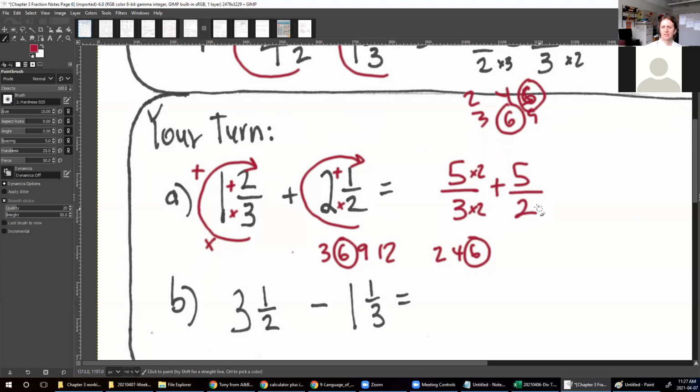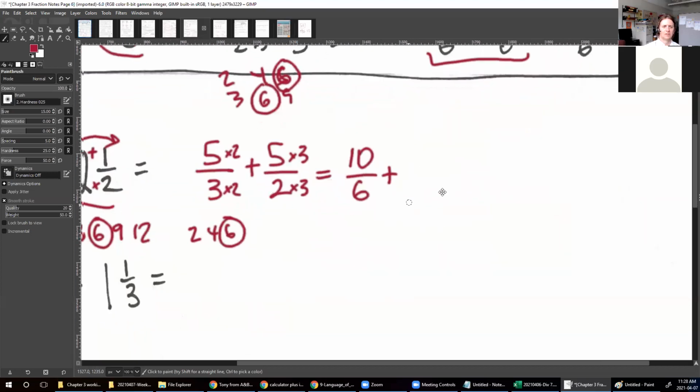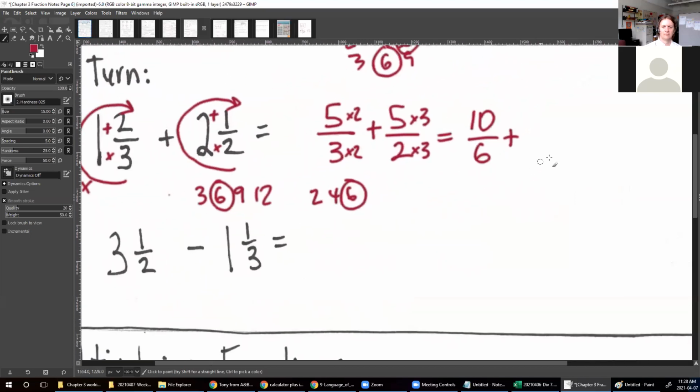Here we've got halves. What do I have to do to make them sixths? Well, 2 times 3 would give me a 6. So I'm going to multiply the top and the bottom by 3. Cool. So now 5 times 2 on the top is 10. 3 times 2 is 6 on the bottom. Let me move this over. There. 5 times 3 on the top is 15. 2 times 3 is 6 on the bottom.